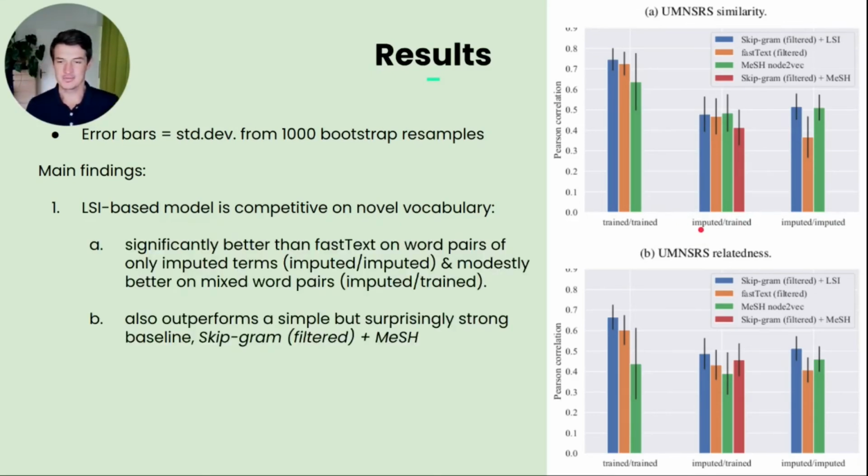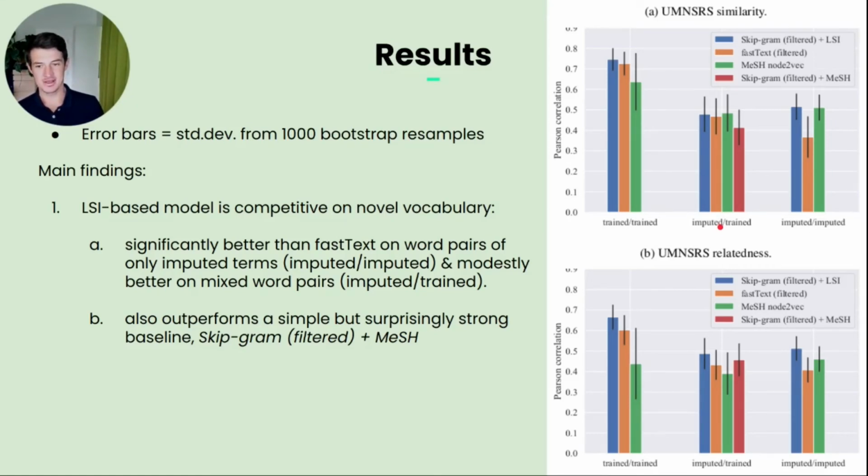We also compare performance against a simple baseline shown in red, which directly combines the trained word embedding, skipgram filtered, and the node embedding mesh without using LSI. This baseline instead directly uses the node embeddings for the imputed terms, but applies a global rotation to align them with the word embedding space. This rotation is calculated using a singular value decomposition of the anchor term embedding matrices in the two spaces.